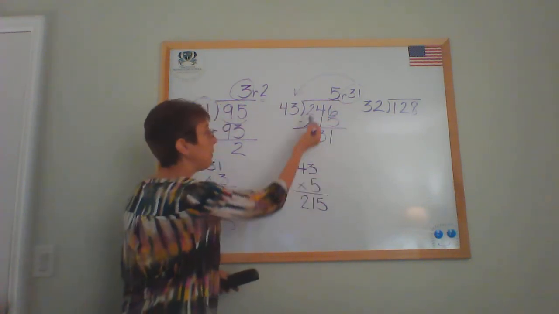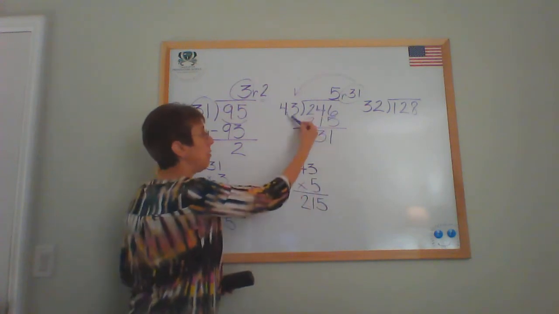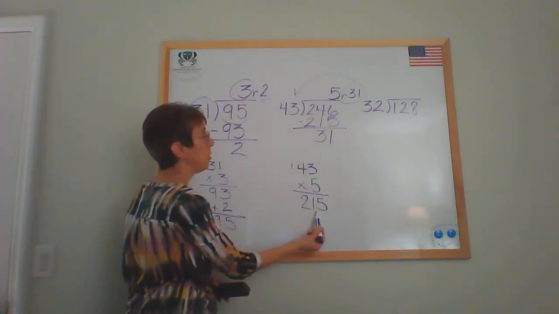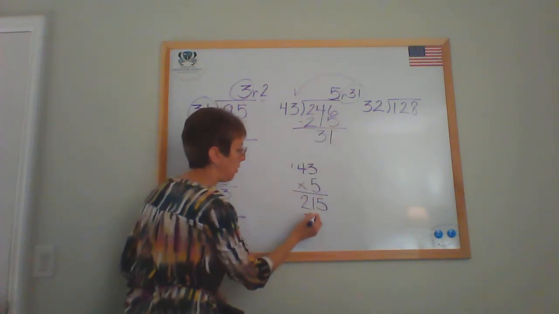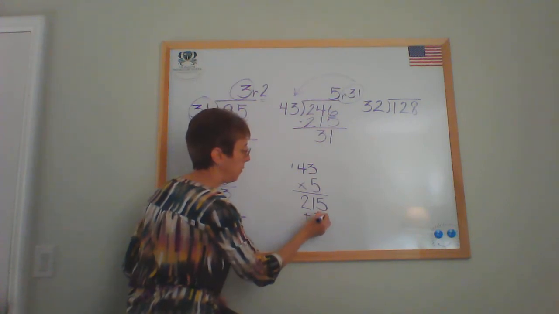So I've already done part of my checking. 43 times 5, which is 215. You add on that remainder of 31.